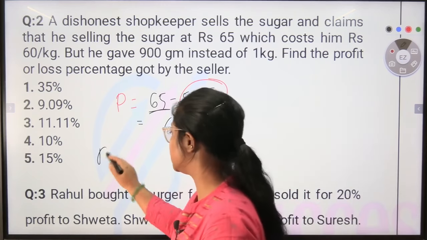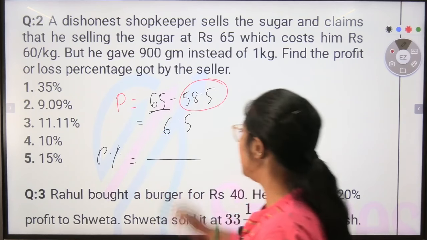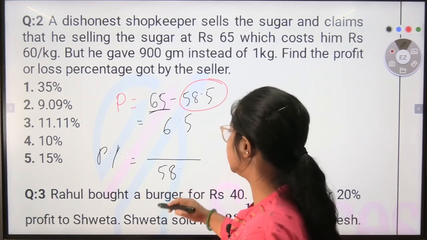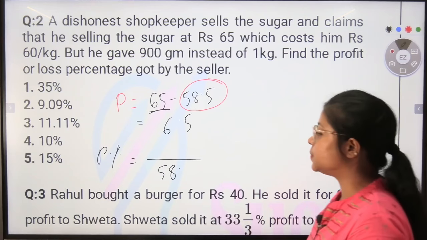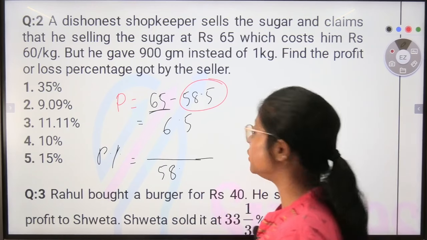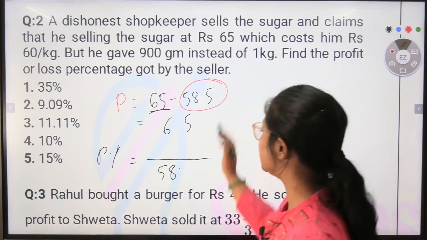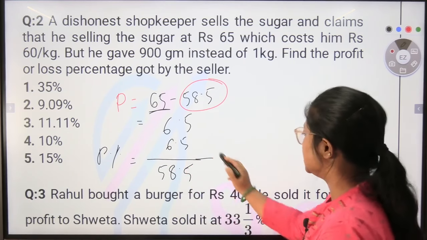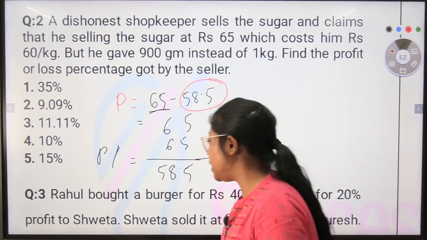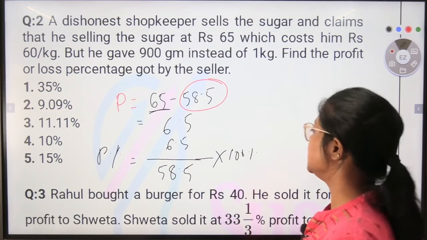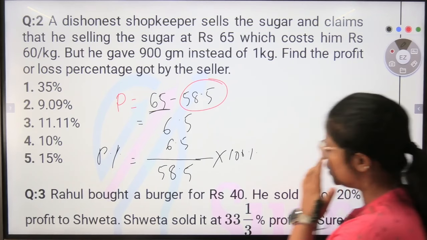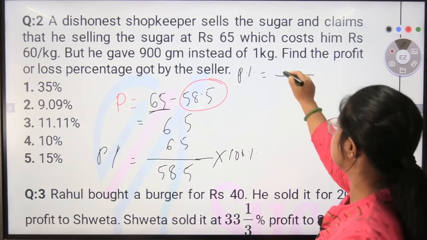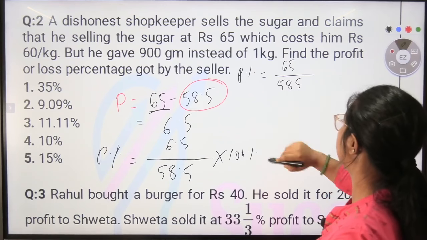So his profit percentage would be how much? Profit percentage is calculated on actual value. We always calculate profit percentage or loss percentage on actual value, or original value, or cost price. Since my actual value is 58.5 and he is getting a profit of 6.5 on that price, my profit percentage would be 6.5 by 58.5 into 100%. So if I calculate this value, how much will I get? Profit percentage will be equal to 65 by 585 into 100.